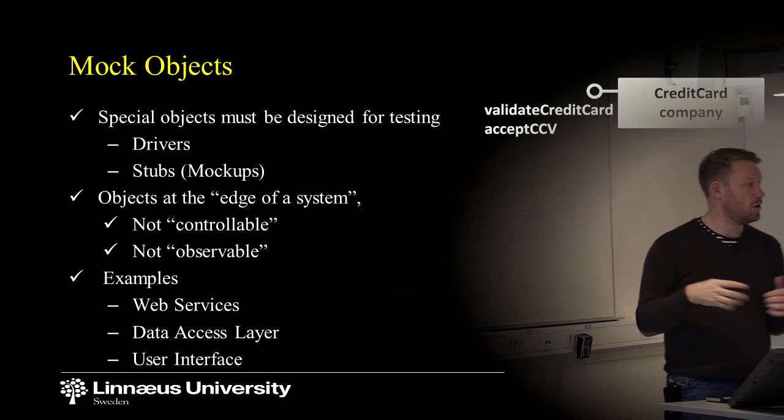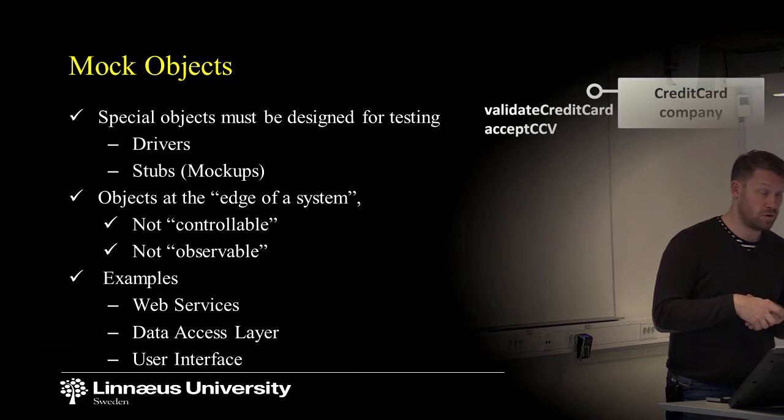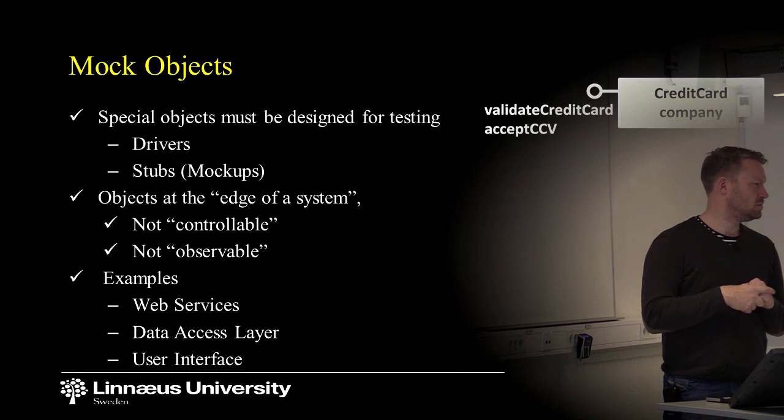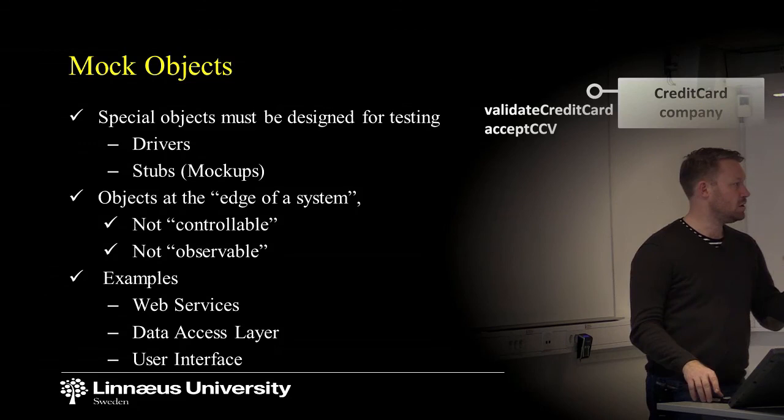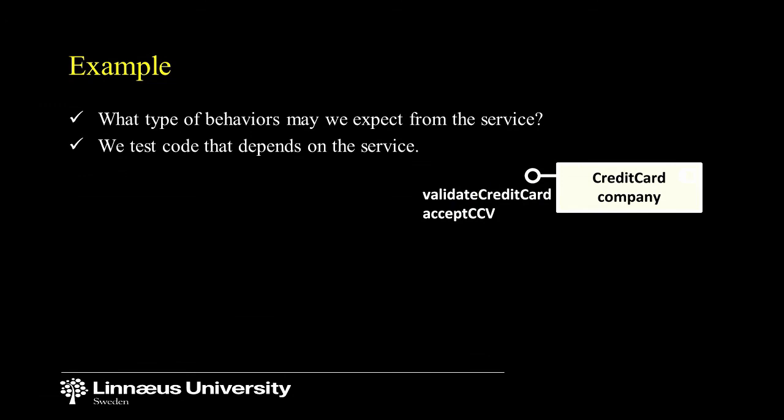Think about a credit card company. It's difficult for us to give MasterCard a call and ask if we can use their service just when we test our system. They would probably say no. But what we can do is look at their interface and create something that behaves like that service. Look at this service. What type of behaviors may we expect? And now we test the code that depends upon this service.